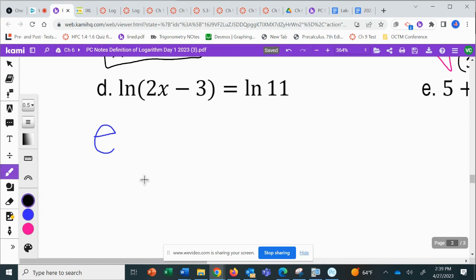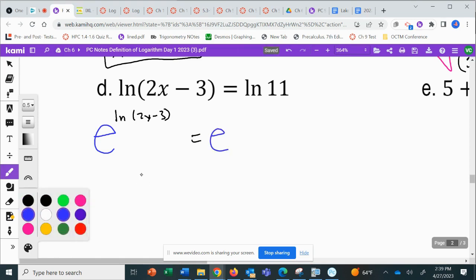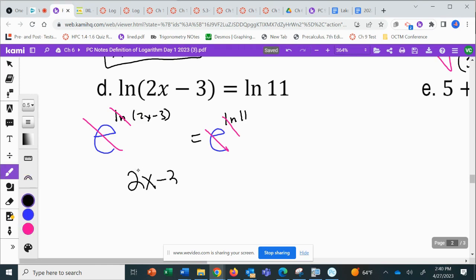We're doing e to the ln of 2x minus 3, and e to the ln 11. And then wherever I have an e to the ln, they undo each other. And this is a really easy one because it happens on both sides. And now we have 2x minus 3 equals 11. Add 3, divide by 2, and you get a 7. You check it, it works, okay? This part's not the important part because we should be able to do that already.